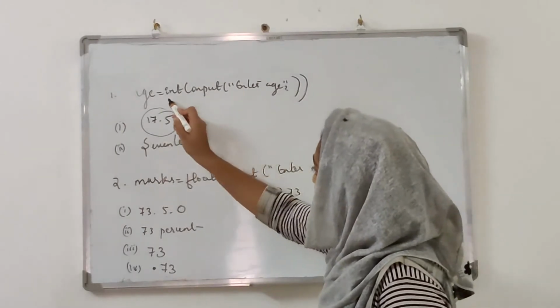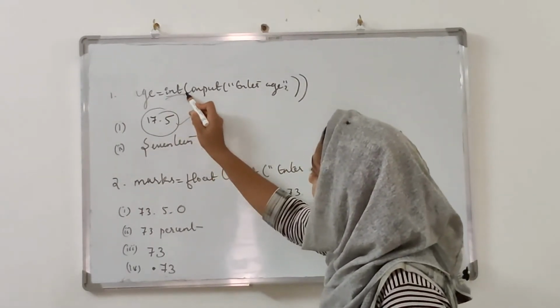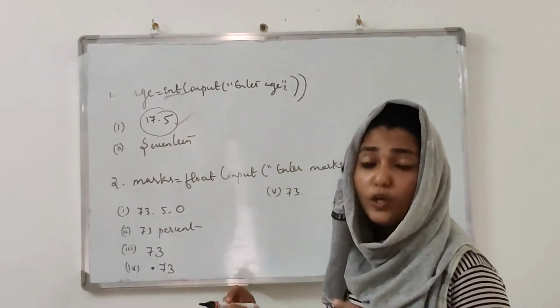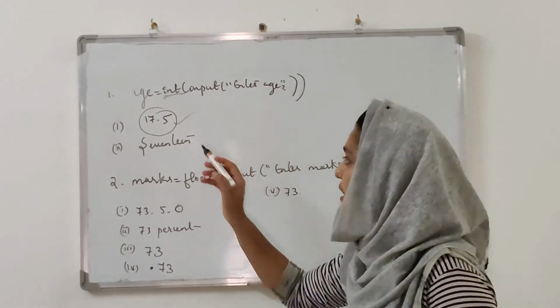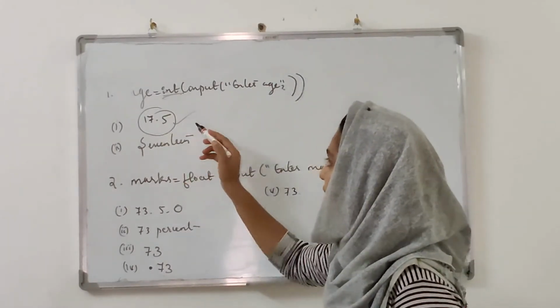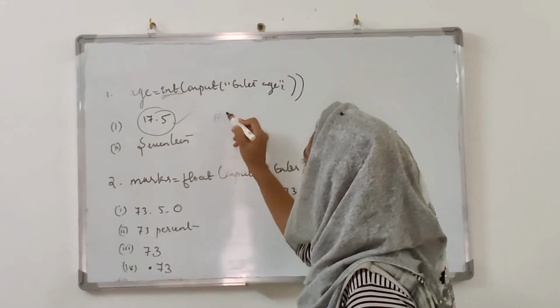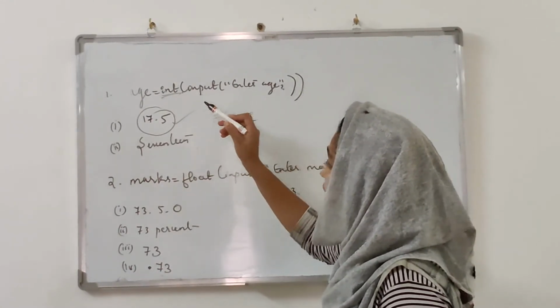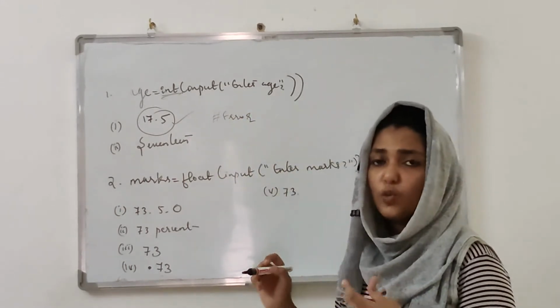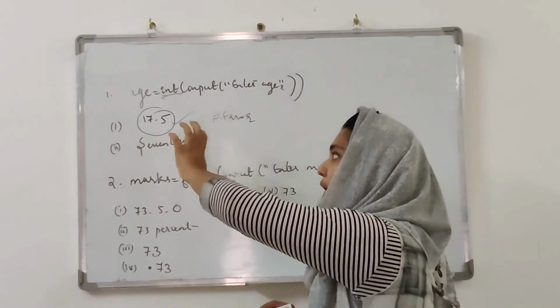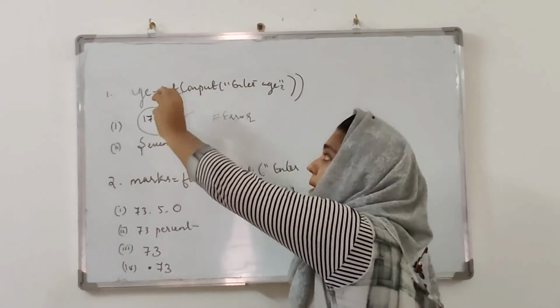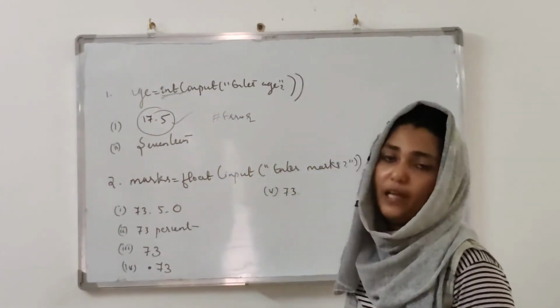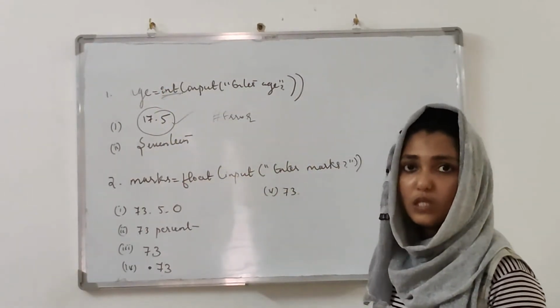So the int function can hold only integer values. 17.5 is a floating point value, so an error message will be displayed: not compatible type. What does that mean? This floating point value is not a compatible type with the integer value. That is why an error message is displayed.